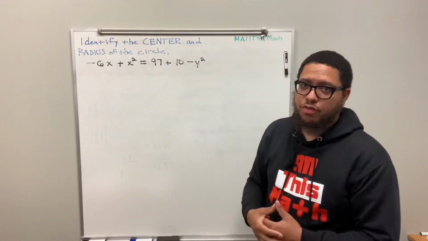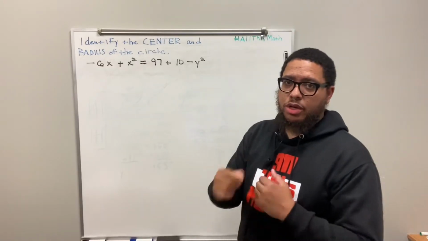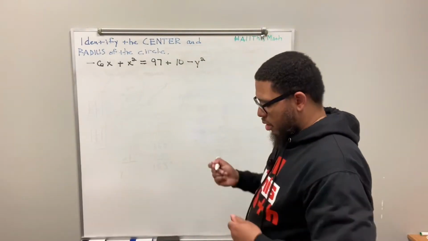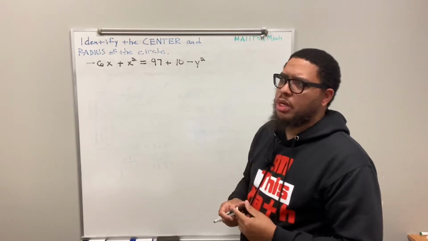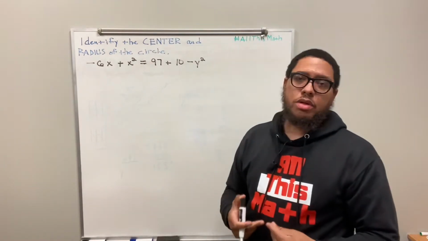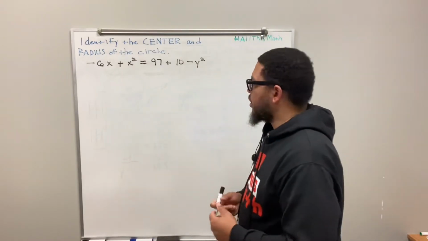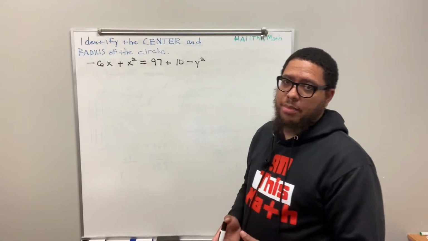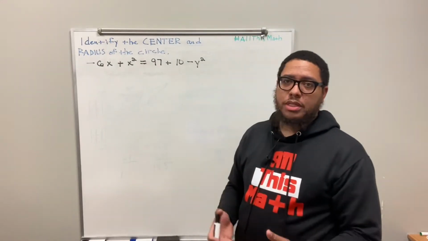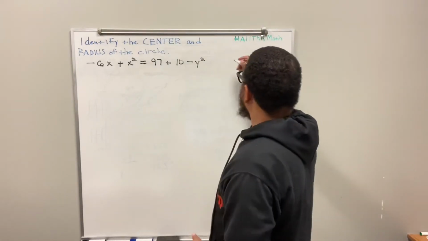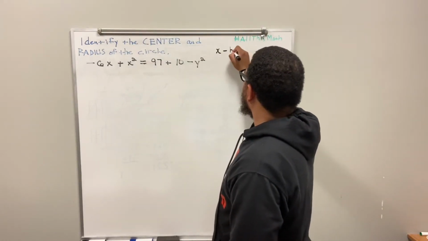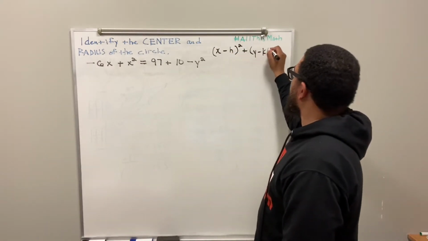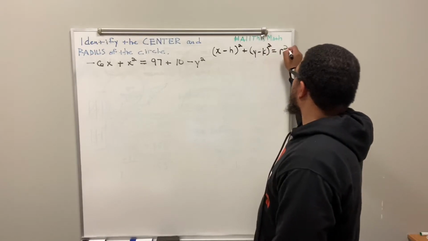Before we do that, I suggest you write down in your notes what the standard form of an equation of a circle is. It should remind you a little of the vertex form of a parabola, because it deals with h and k. H and k represent the vertex of a parabola, but here they represent the coordinates of the center of the circle. So I'm going to write it up here: x minus h squared plus y minus k squared is equal to r squared.